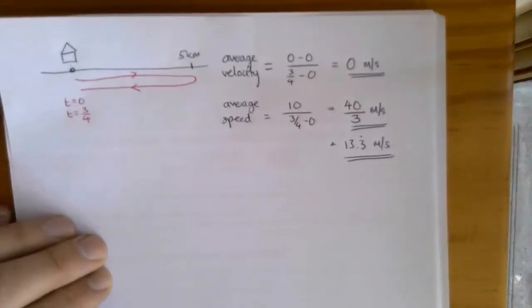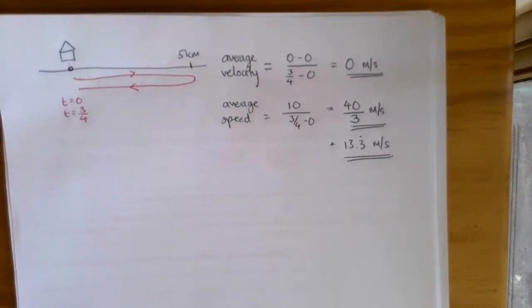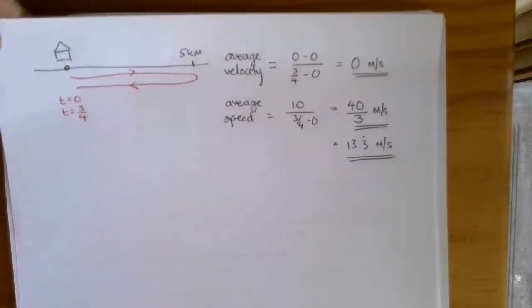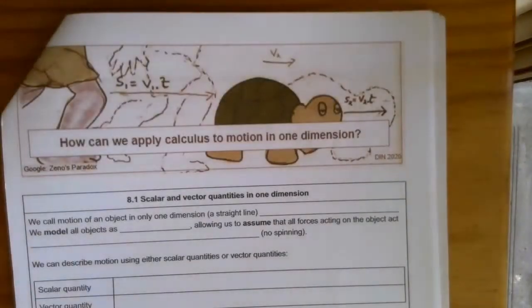So we've heard these words velocity and speed and average before, but we just need to be a little bit careful and precise in our definitions. So let's get into the notes. We'll put some of the content in there, and you should be able to try the questions yourselves.